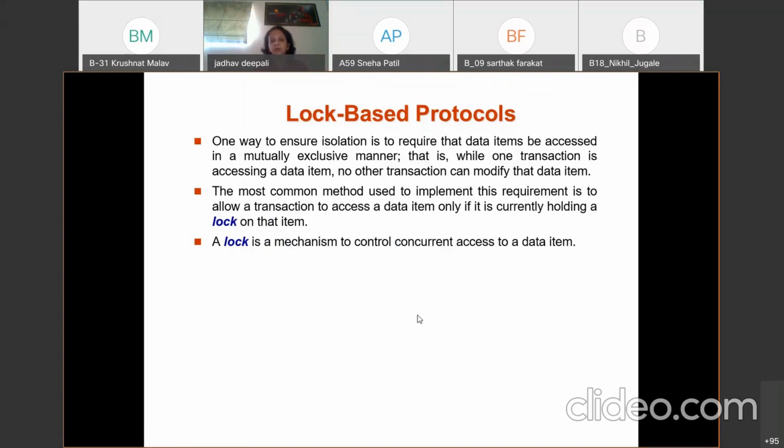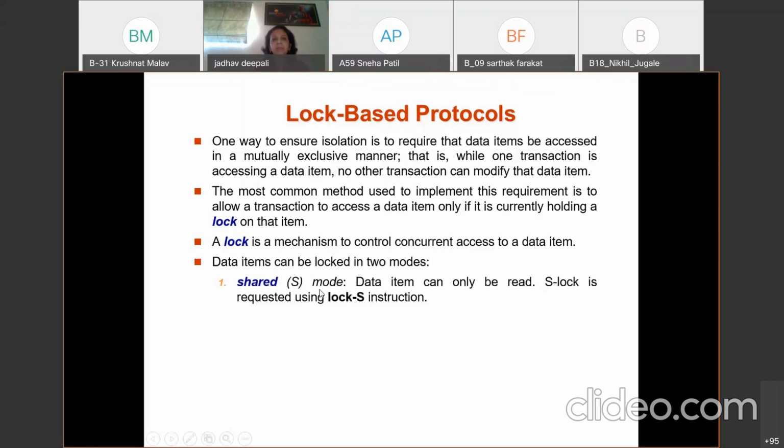There are two types of locks, shared lock and exclusive lock. Shared lock is denoted with capital S. There are two modes in which we lock the data item. Any data item, A, B, or you can say Q data item too. So shared lock is denoted with the capital letter S. In shared mode, the data item can only be read. Shared means the data item can only be read.